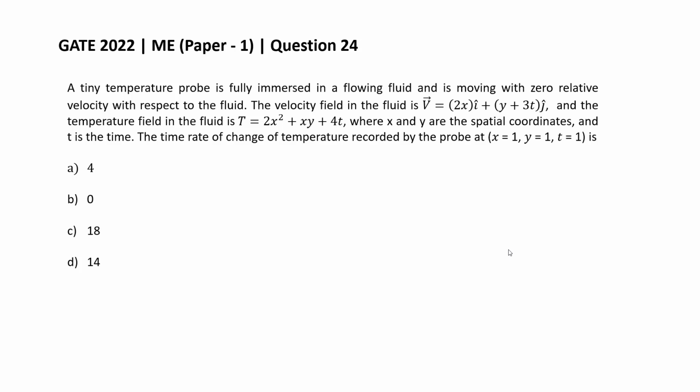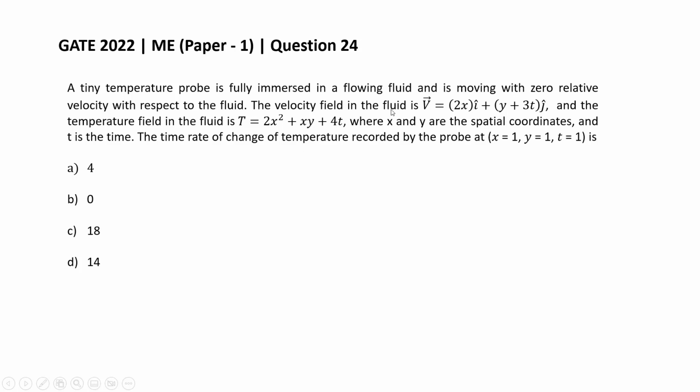Hello everyone, in this video we will solve GATE 2022 ME Set 1 question number 24. This question is from the topic fluid mechanics and the question is: a tiny temperature probe is fully immersed in a flowing fluid and is moving with zero relative velocity with respect to the fluid.